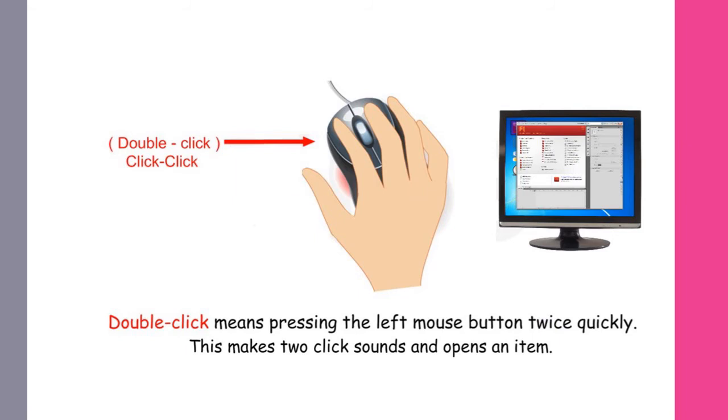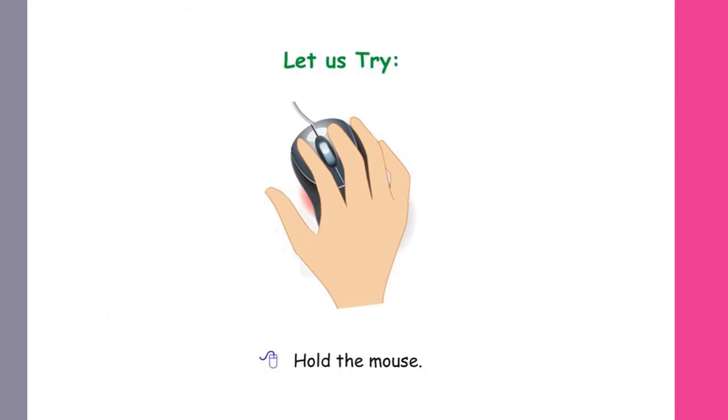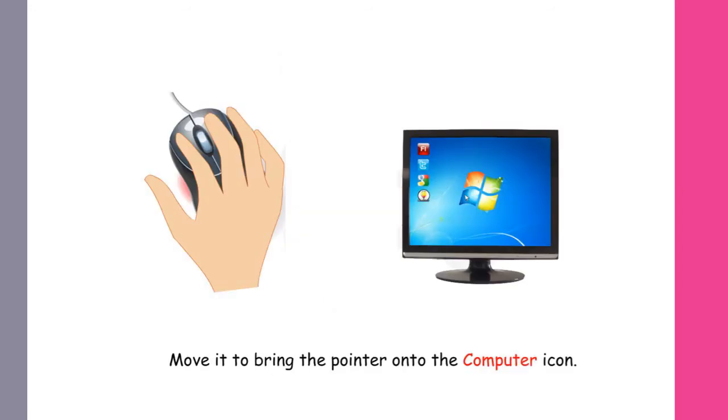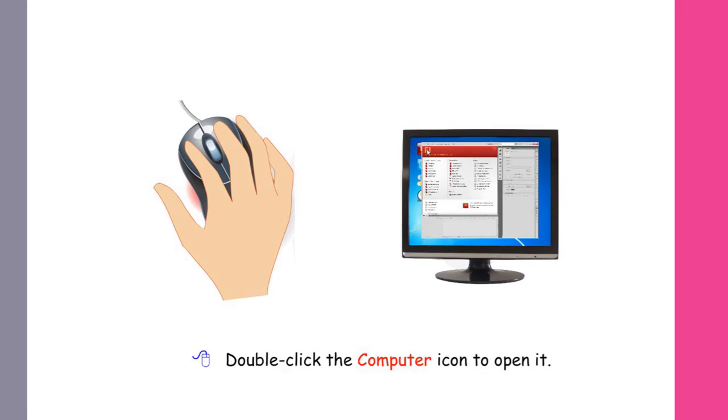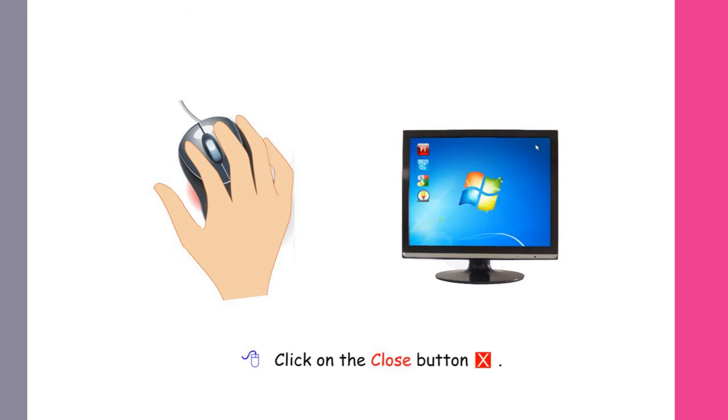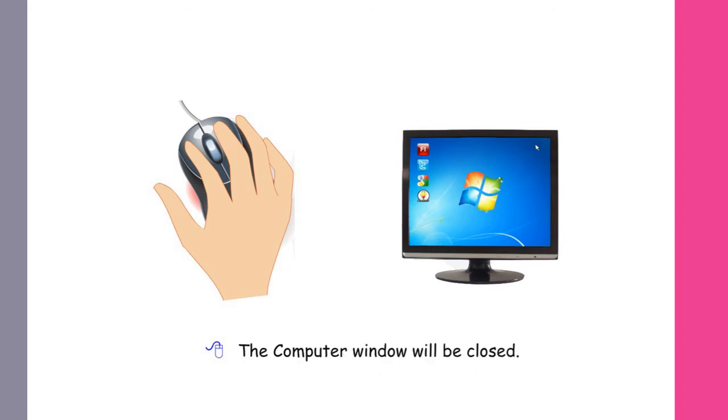Double click means pressing the left mouse button twice quickly. This makes two click sounds and opens an item. Now, let us try. Hold the mouse. Move it to bring the pointer onto the computer icon. Double click the computer icon to open it. Click on the close button. The computer window will be closed.